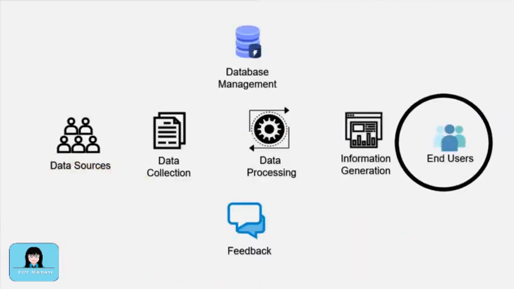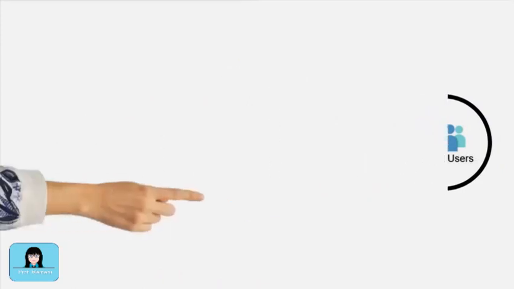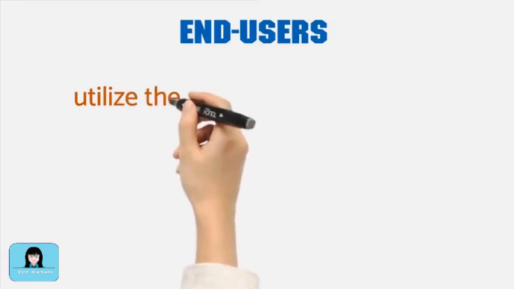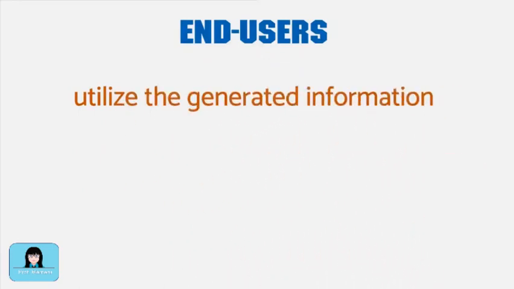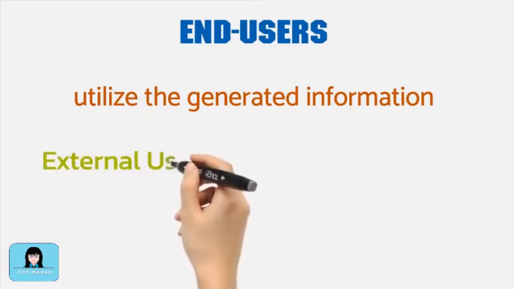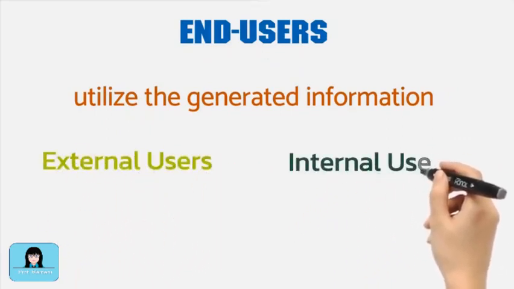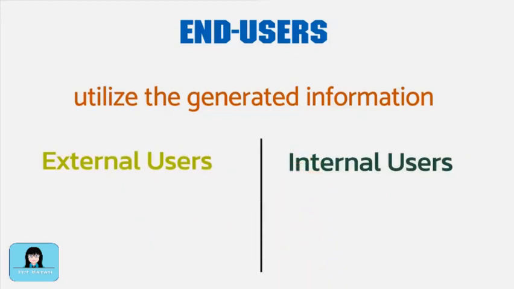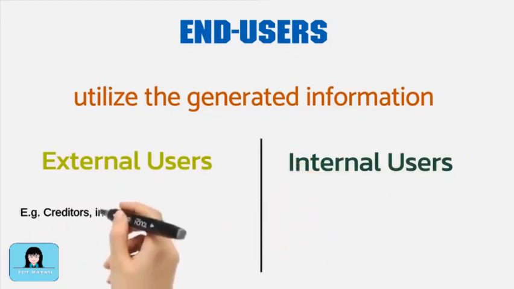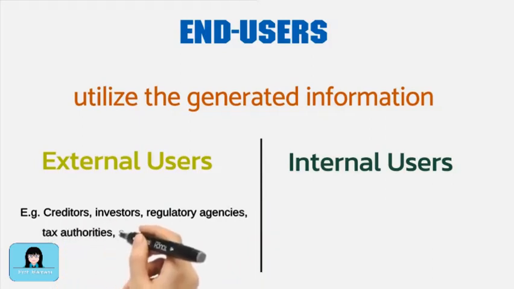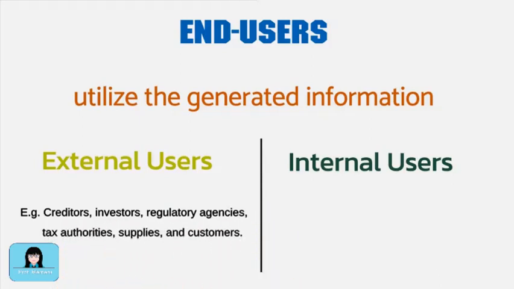The next element in the AIS model is the end users. The end users are simply the users of generated information. There are two general groups of end users: the external users and internal users. Creditors, investors, and customers are examples of external users. Employees, supervisors, and managers are examples of internal users.